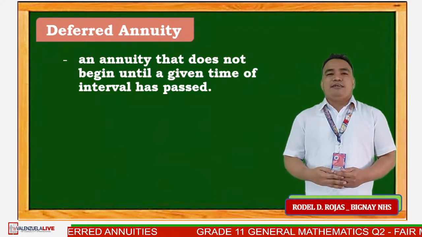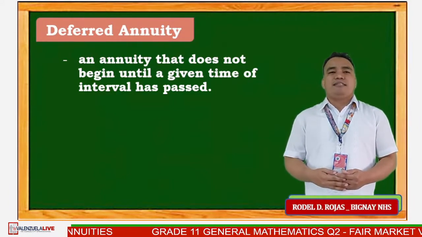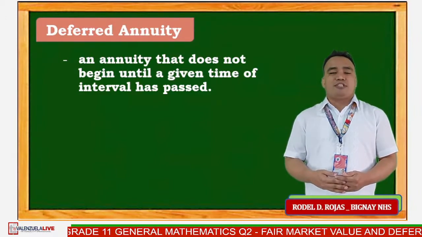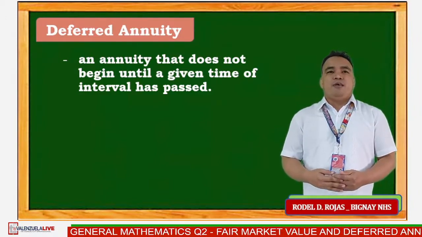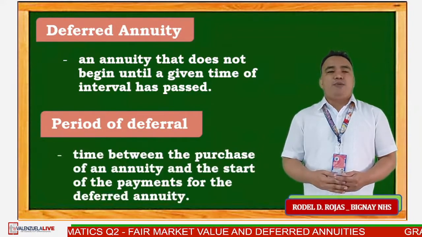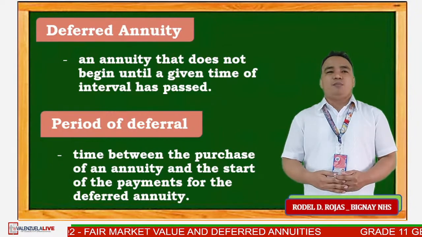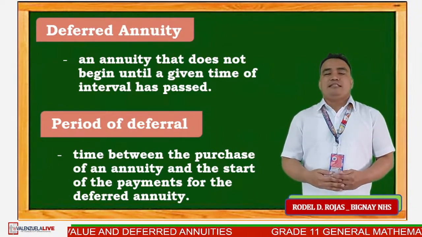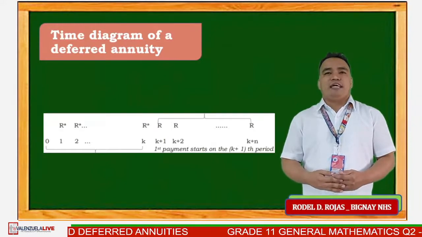Likewise, the first payment interval does not coincide with the first interest period and is put off to some later date. The period of deferral is the time between the purchase of an annuity and the start of the payments for the deferred annuity. This is the time diagram for a deferred annuity.